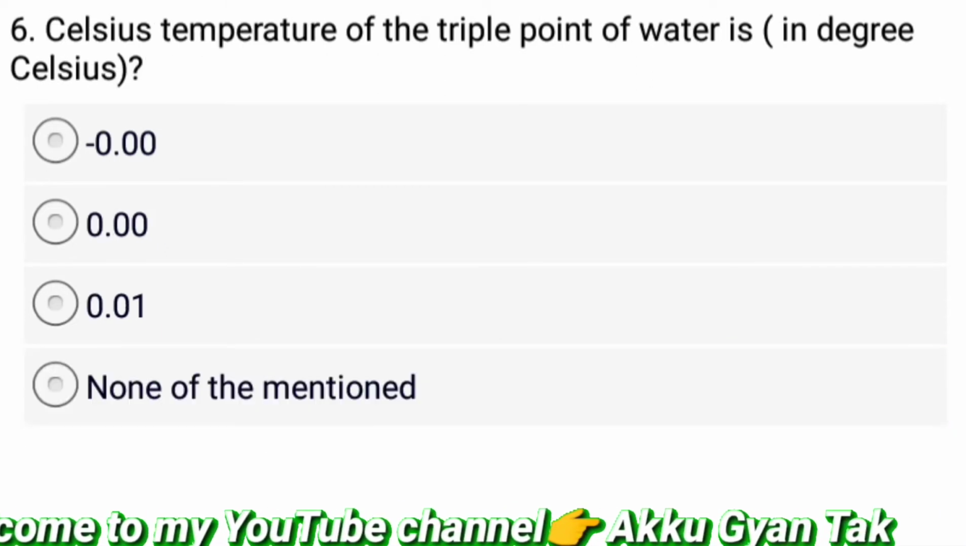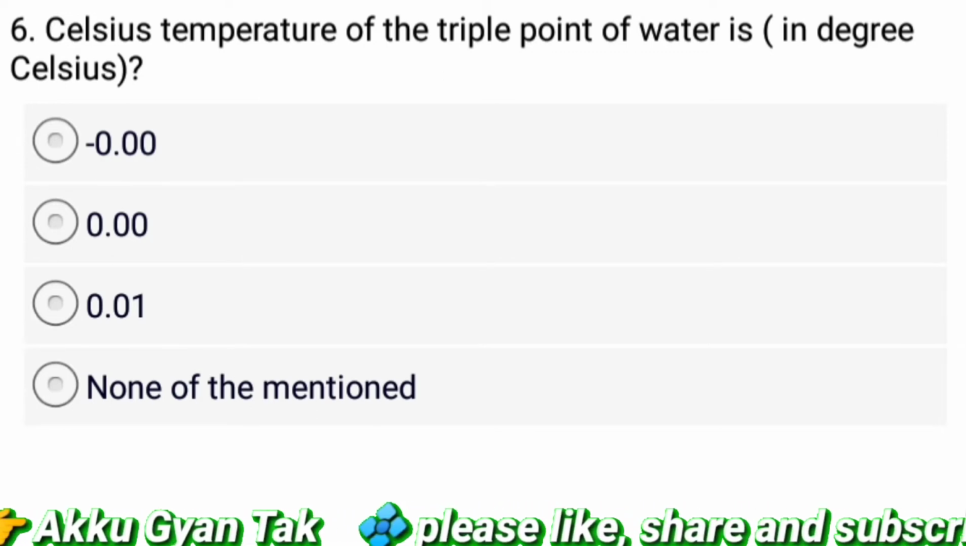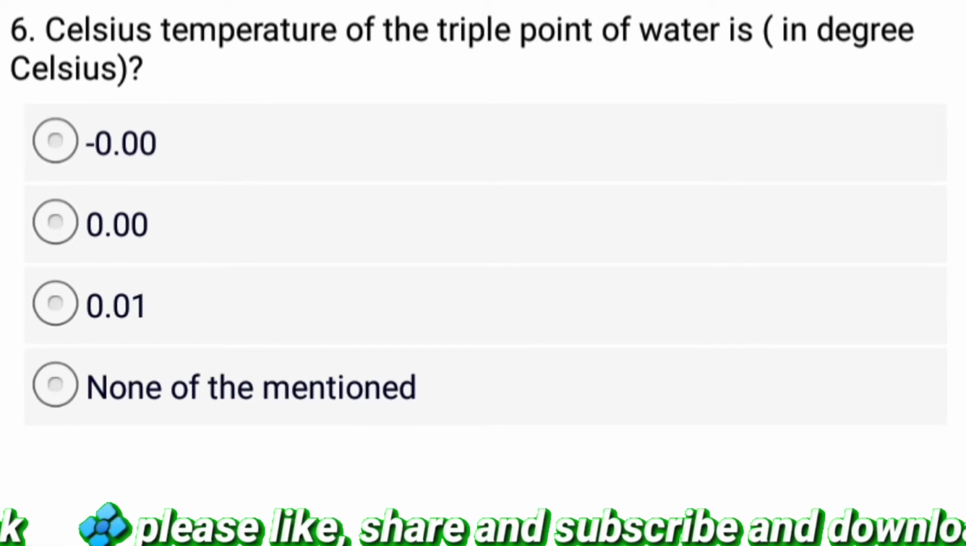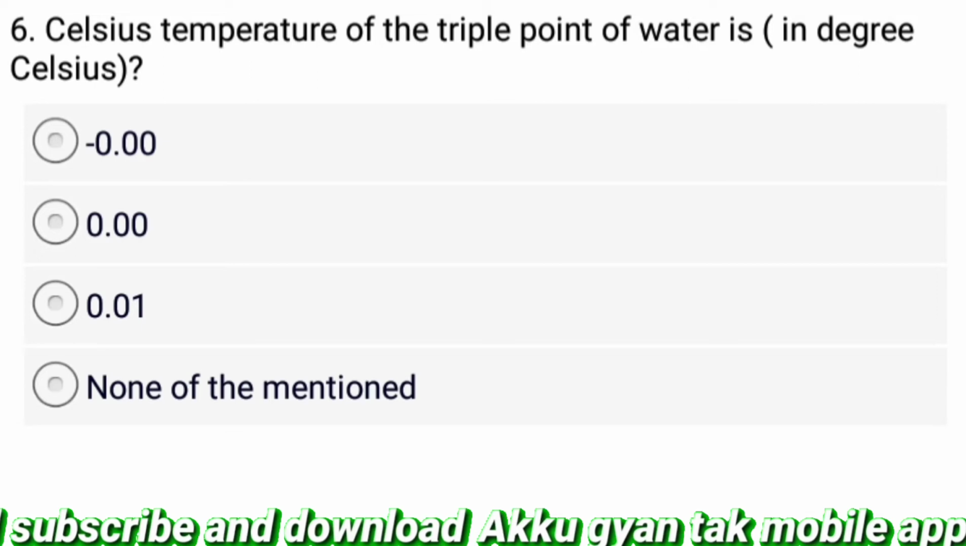Celsius temperature of the triple point of water is in degrees Celsius. A minus 0.00, B 0.00, C 0.01, D none of the mentioned.